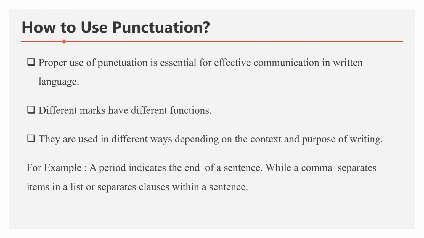How to use punctuation. Proper use of punctuation is essential for effective communication in written language. Different punctuation marks have different functions. They are used in different ways depending on the context and purpose of writing. For example, a period indicates the end of a sentence, while a comma separates the items in a list or separates clauses within a sentence. So we need to be careful while putting punctuation in a sentence.